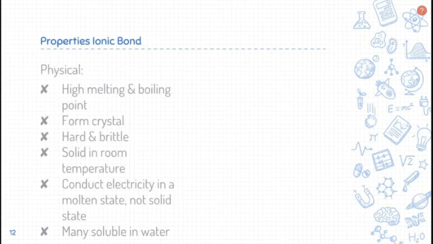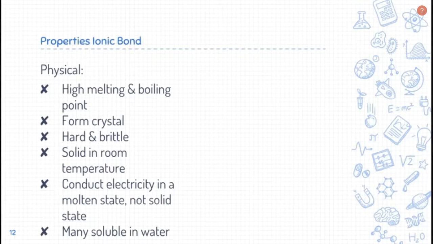So what are the properties of the ionic bond? The physical properties are that they have high melting and boiling points, they form crystals in solid state, they are hard and brittle, they are solid at room temperature, and they conduct electricity in a molten state, not solid state, or when they're dissolved. They're mostly soluble in water.